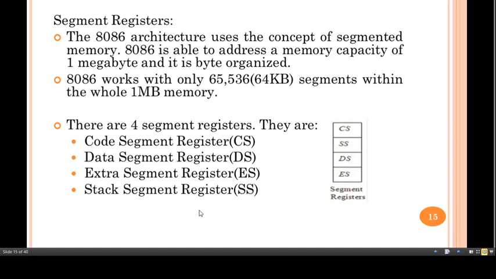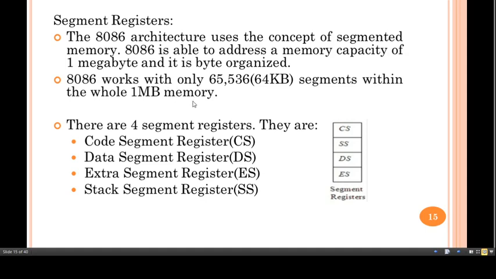Next category of registers is segment registers. As we have all seen, the 8086 architecture uses the concept of segmented memory. 8086 is able to address a memory capacity of 1 MB and it is byte organized. But 8086 can work with only 64 KB segments within the whole 1 MB memory, and these segment registers are related to those segments from the 1 MB memory.